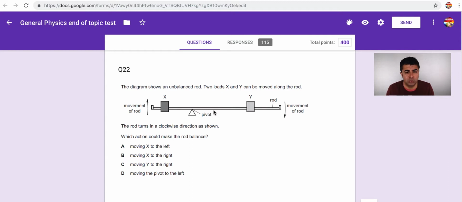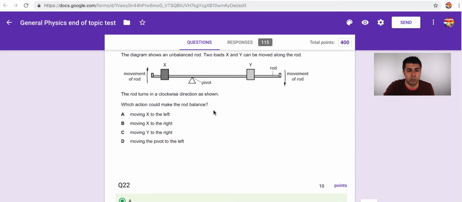Question number 22. The diagram shows an unbalanced rod. 2 loads X and Y can be moved along the rod. The rod turns in a clockwise direction as shown. Which action could make the rod balance? So if it's turning in a clockwise direction, quite clearly the clockwise moment is bigger than the anti-clockwise moment. So what you're trying to do is make the anti-clockwise moment bigger. So which one of these actions will make the anti-clockwise moment bigger?